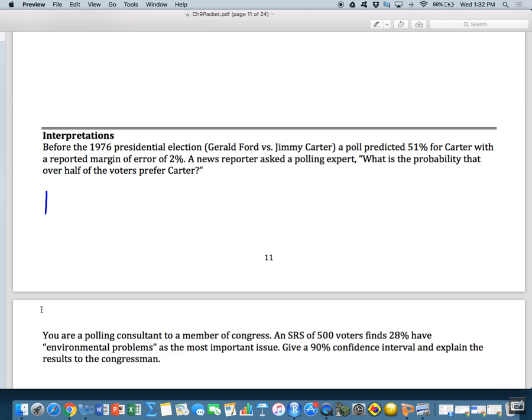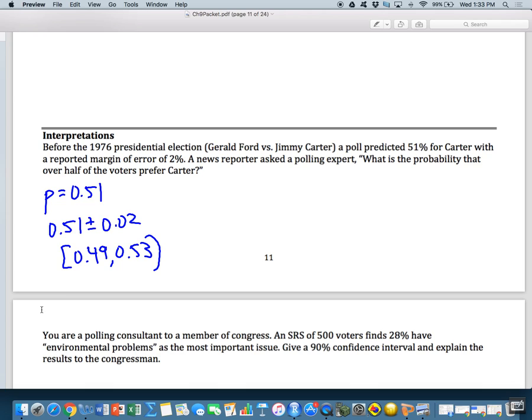Okay, so this is what it's saying. It's saying that we got a proportion of 51%, so 0.51, and then a margin of error of 2%. That means that our interval is 0.51 plus or minus that 2%. So we believe that the proportion of people who are voting for Carter is between 0.49 and 0.53. The proportion of people who are going to vote for Carter, we believe, is anywhere between those two numbers. We have no idea where.